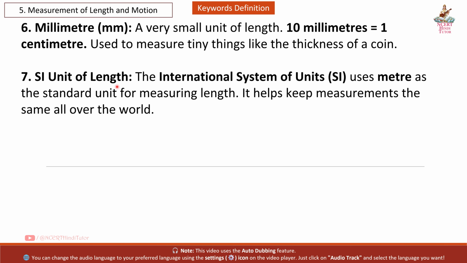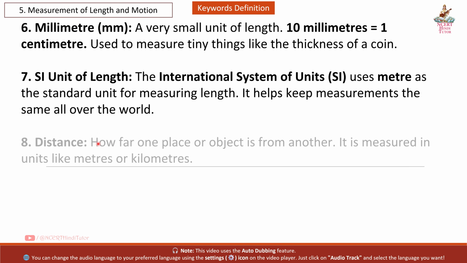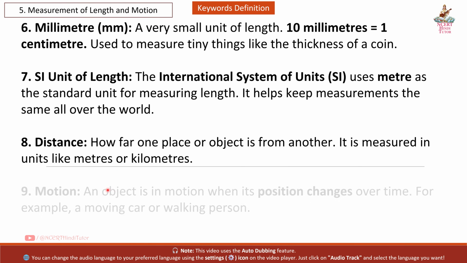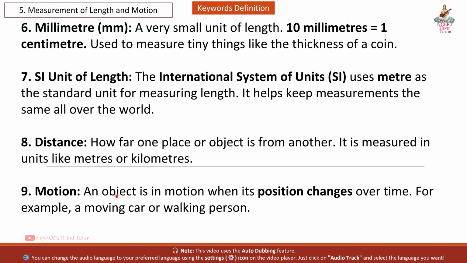7. SI unit of length. The International System of Units SI uses meter as the standard unit for measuring length. It helps keep measurements the same all over the world. 8. Distance. How far one place or object is from another. It is measured in units like meters or kilometers. 9. Motion. An object is in motion when its position changes over time. For example, a moving car or walking person.